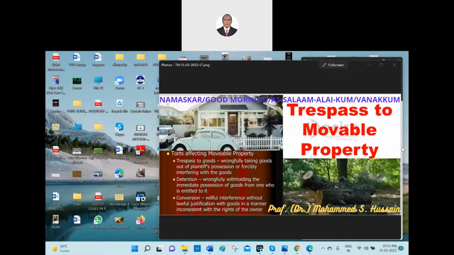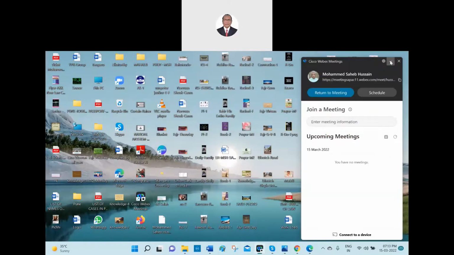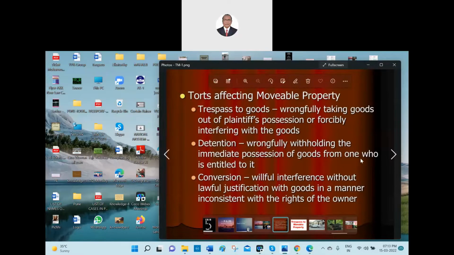Namaskar, good morning. Assalamu alaikum, Vanakkam, trespass to movable property. Sir, it's not properly visible. Now it is visible.